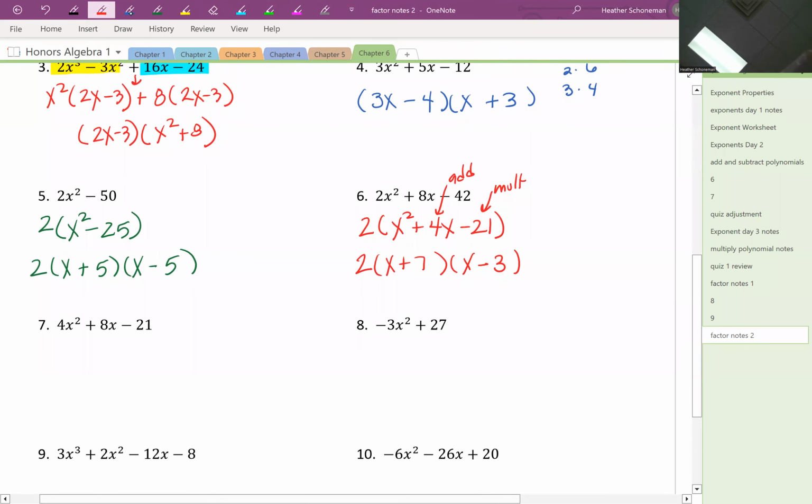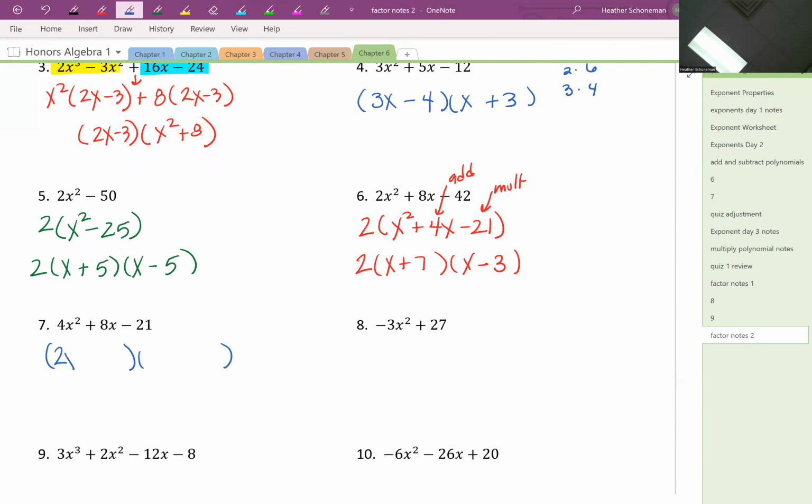Okay, number 7. Now we want to find a greatest common factor again, but we can't. We don't have one. So to get 4x, we could have 4 and 1 or 2 and 2. I don't know. Let's try 2 and 2. For 21, 1 and 21 is possible, but 3 and 7 is more likely. Let's see if that's going to work.